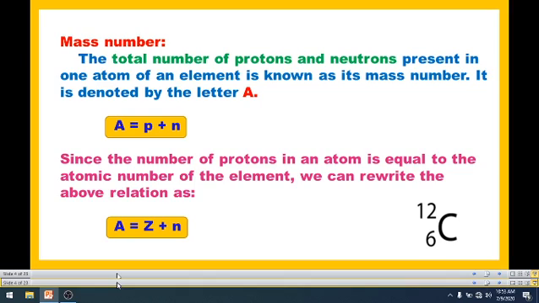So what is mass number? The total number of protons and neutrons, P plus N, is the mass number. It is denoted by the capital letter A.